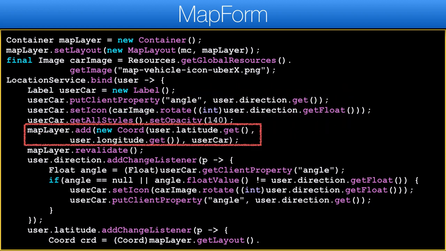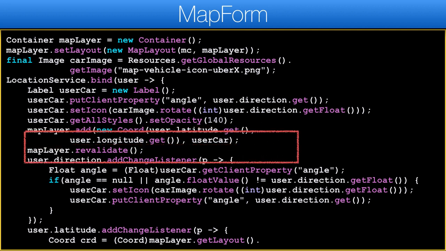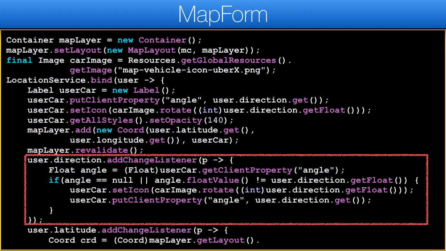We place the new car where the user is located thanks to the map layout. The change listener on the angle property automatically rotates the icon image in the right direction, but it does that only if the angle changed to avoid performance penalty.